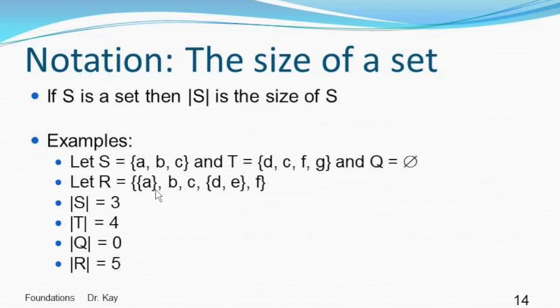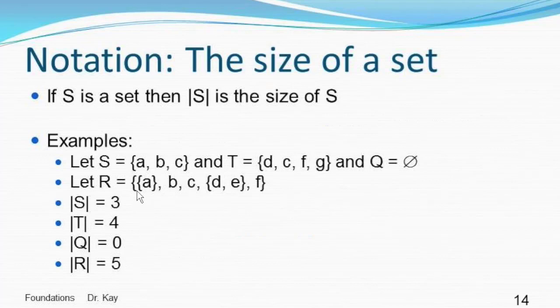Look at R. It has 1, 2, 3, 4, 5 elements in it. The first element is a set containing only one item. Then there are two elements that are just regular elements. The fourth element is a set, and the fifth element is just the letter F. So the size of S is 1, 2, 3. The size of T is 1, 2, 3, 4. That makes sense. Of course, the size of the empty set is 0.